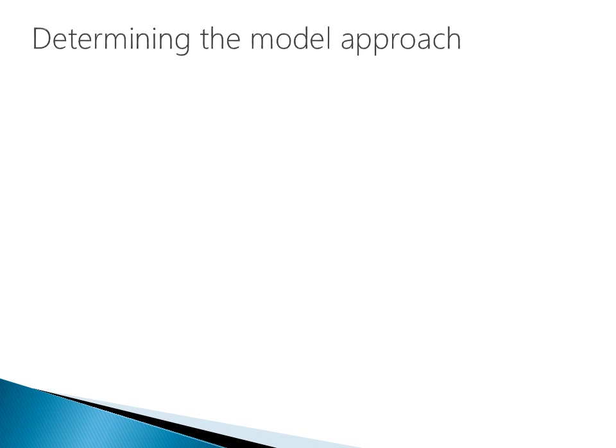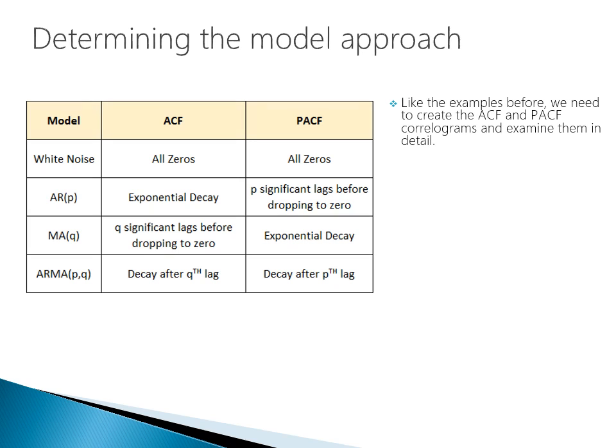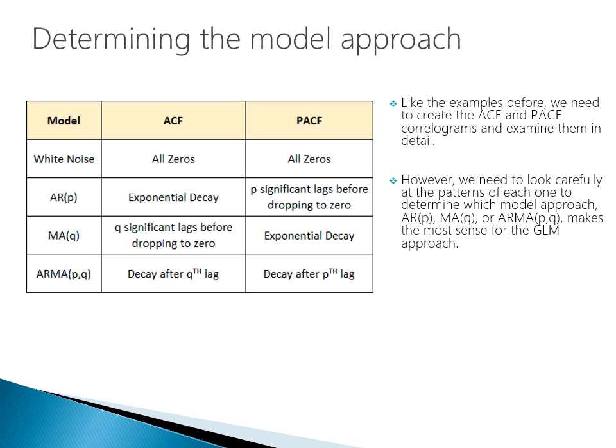Now that we've determined that OLS regression cannot be used in this case, we need to go about determining what model approach we should use. Like the examples before, we need to create the ACF and PACF correlograms and examine them in detail. However, we need to look carefully at the patterns of each one to determine which model approach, AR(p), MA(q), or ARMA(p,q), makes the most sense for the GLS approach.